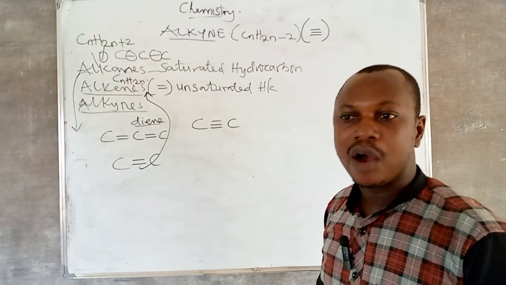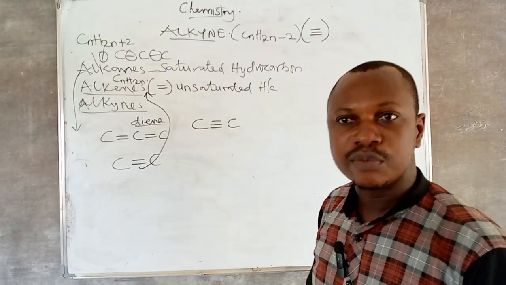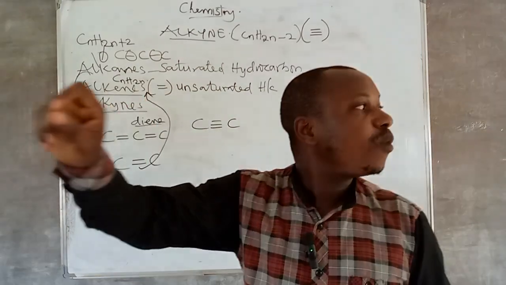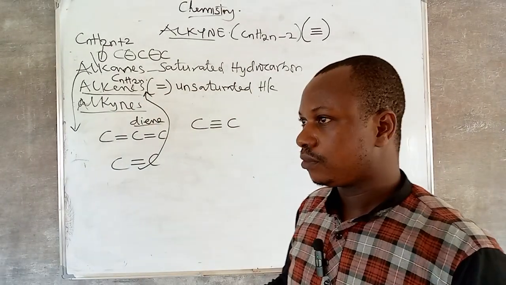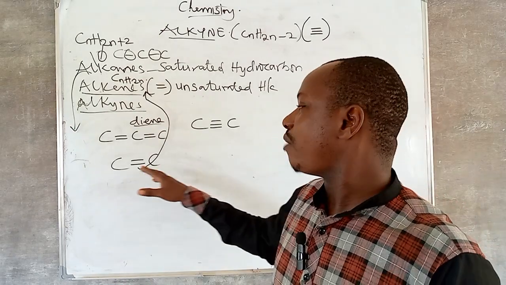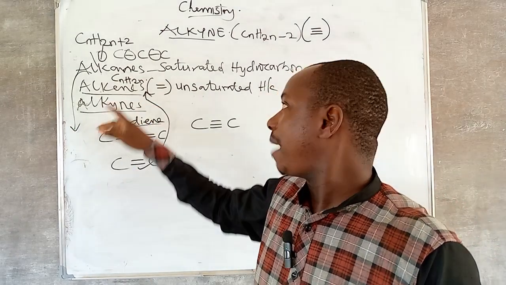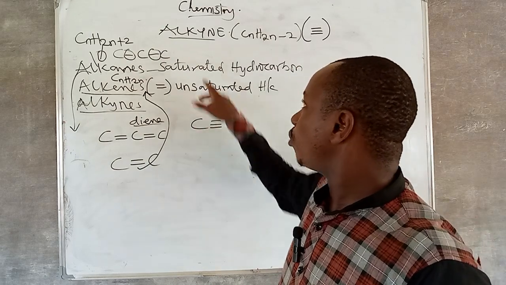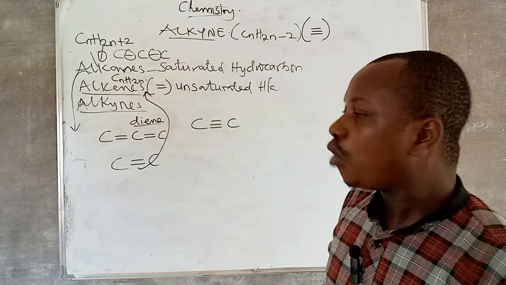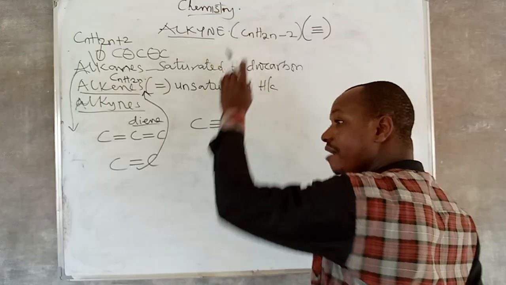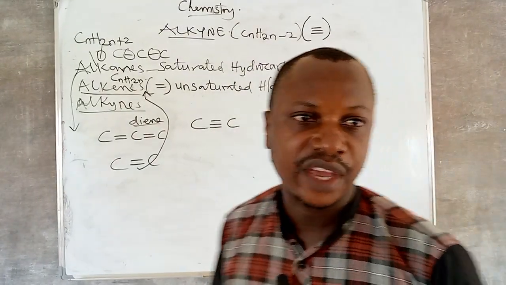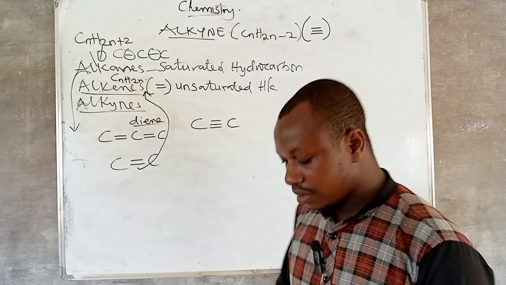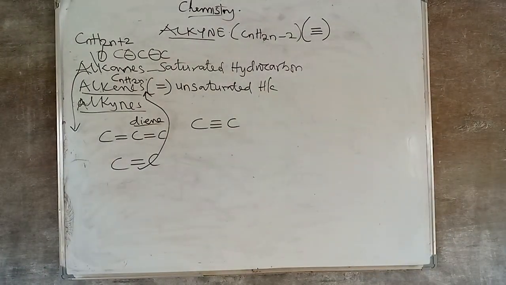Don't forget what we said about the functional group. A functional group is that thing that indicates where a compound belongs. Like I have told you, anywhere you see a double bond, take your mind to alkene. Anywhere you see a triple covalent bond, take your mind to what? Alkyne. So we are going to learn how to derive at least the first three members of alkyne. Let us see how it goes.